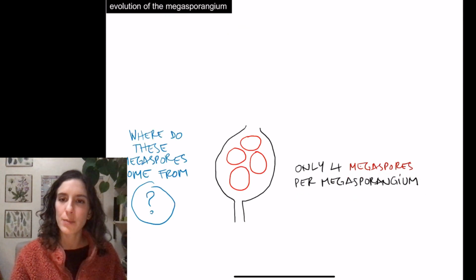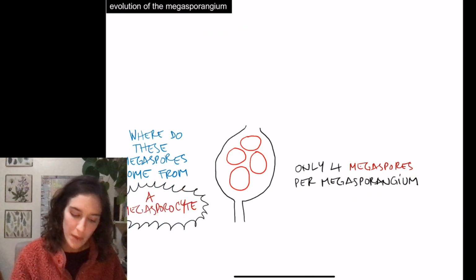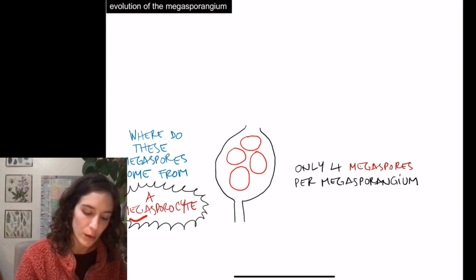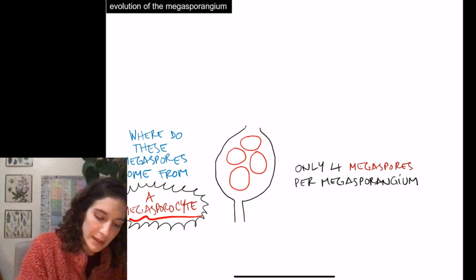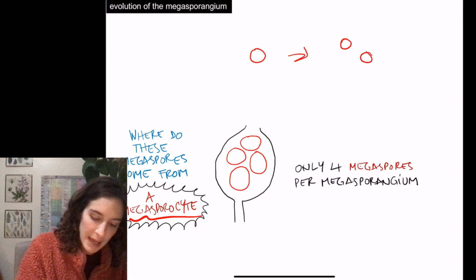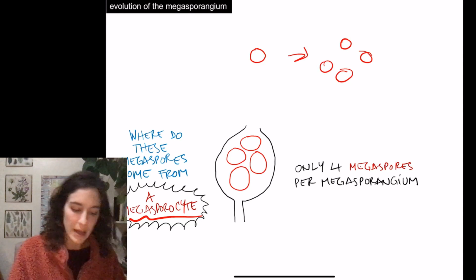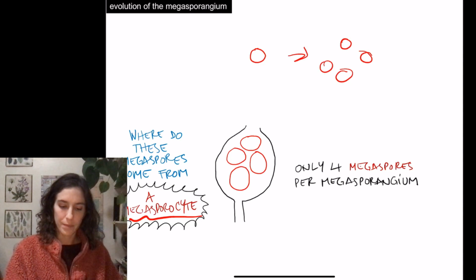Well, where do megaspores come from? Besides the fact that they come from the megasporangium, they come from a single cell called a megasporocyte. So at one point, there was this one cell, and it became these 4 megaspores. Okay?